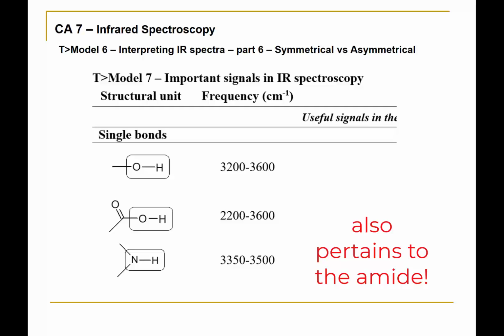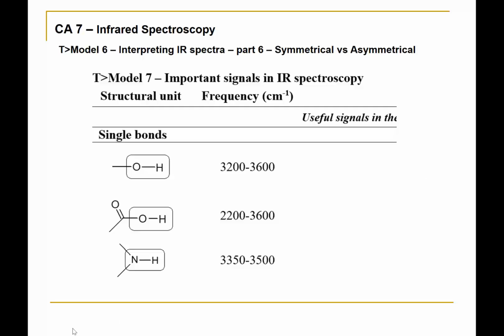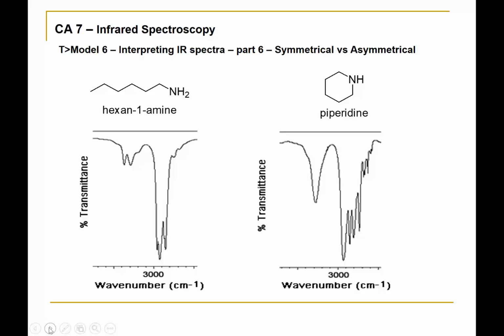You'll notice that the wave number for the amine and the corresponding amide is in the same region as that of the alcohol and the OH group in the carboxylic acid. So it'll be important to know how to distinguish an amine signal from the OH signal of these other functional groups. So now let's turn our attention to part 6. In part 6, I show an example of a primary amine, so this is hexane-1-amine, and an example of a secondary amine, which is the ring structure of piperidine.